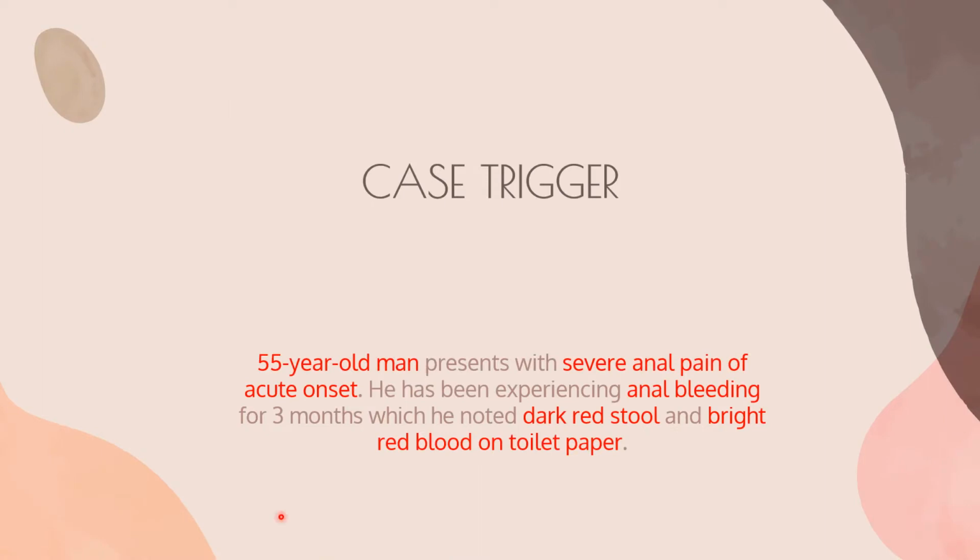Before we start, let us look at a case trigger. A 55-year-old man presents with severe anal pain of acute onset. He has been experiencing anal bleeding for 3 months, which he noted as dark red stool and bright red blood on toilet paper. You may pause this video for a while to think of the questions you would like to ask in this patient and certain conditions you would like to rule out in this case.